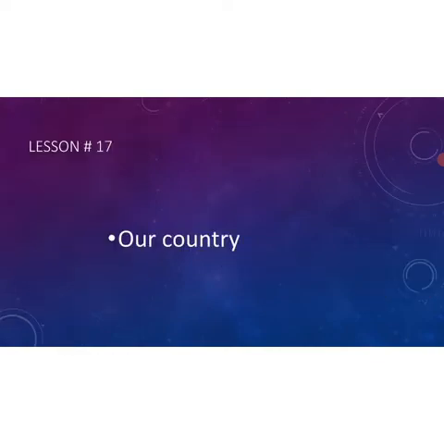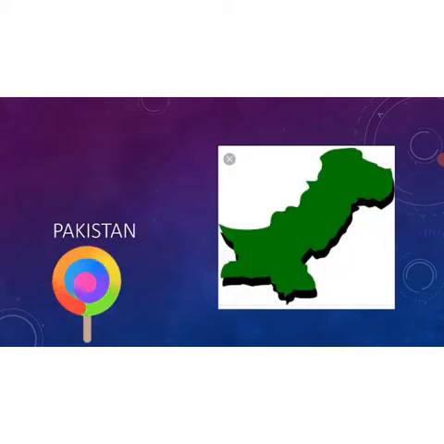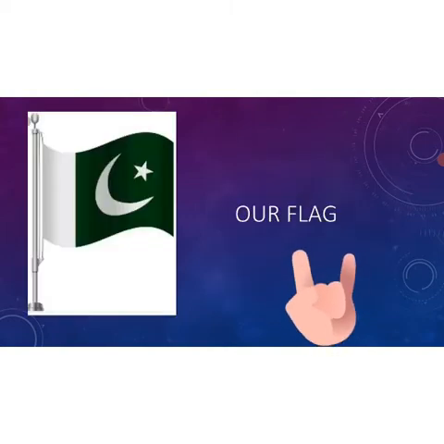Today we learn lesson number 17, our country. Our country name is Pakistan and our country is a very beautiful country. And this is the map of Pakistan. Now look at this picture. It is our flag. And what color is in our flag? Green and white.